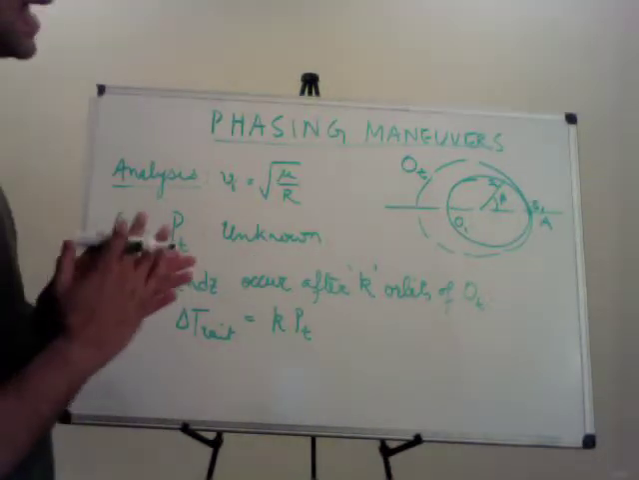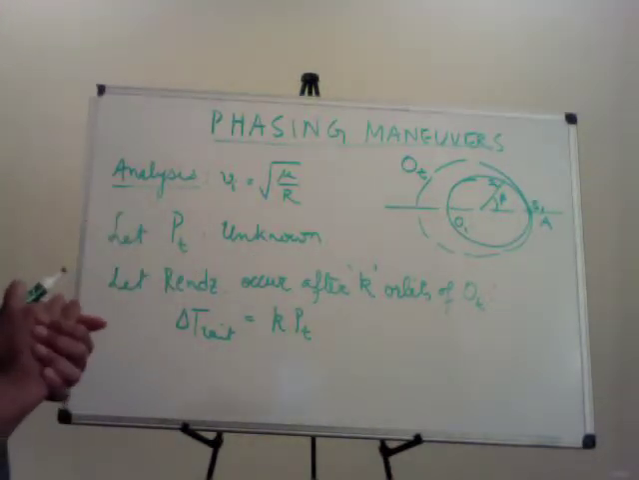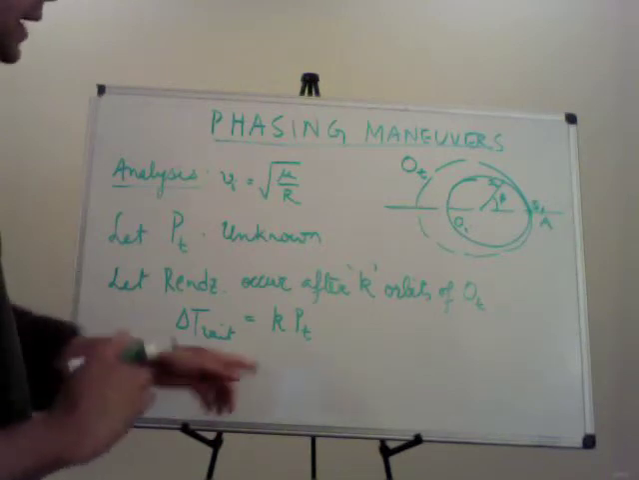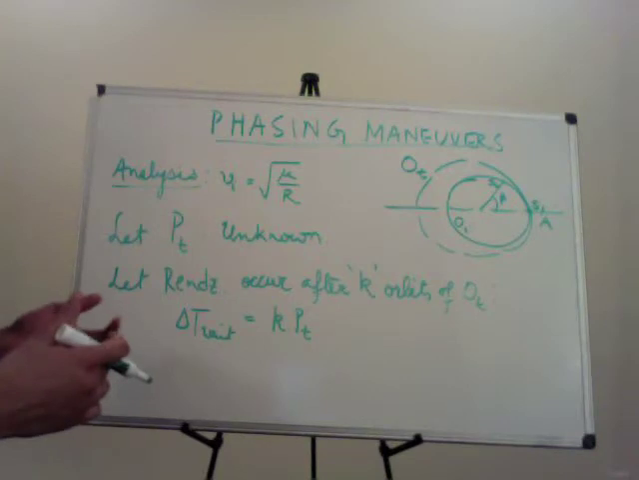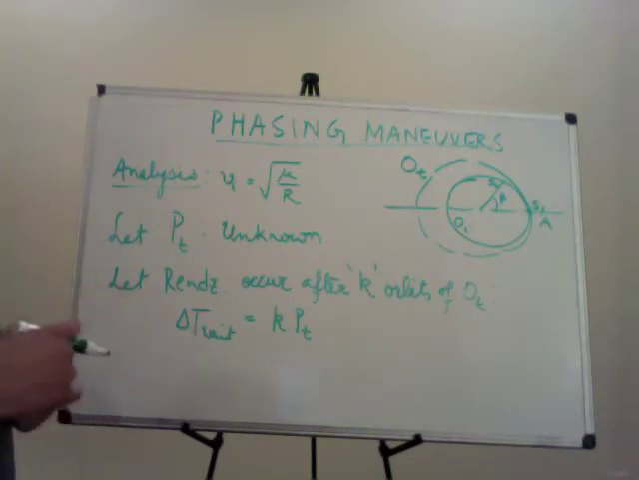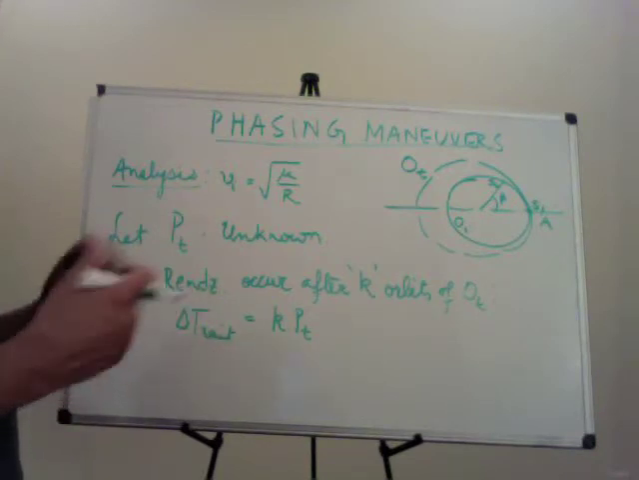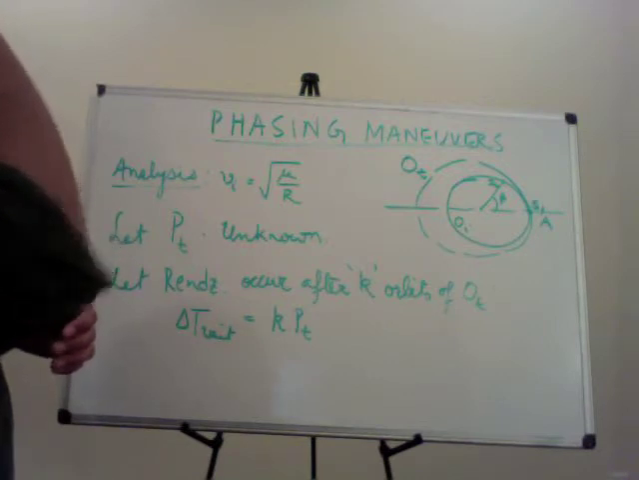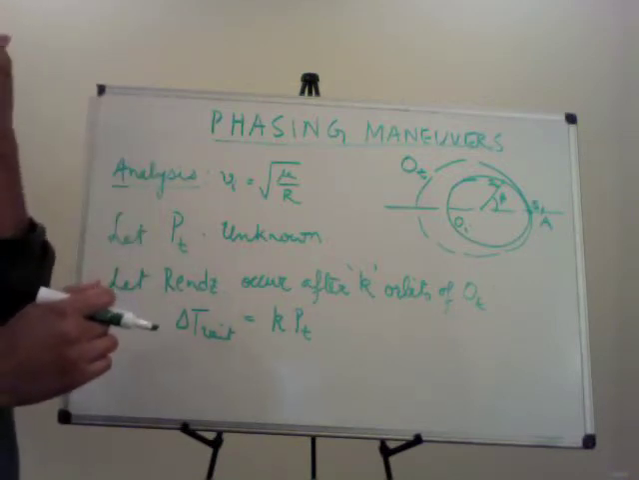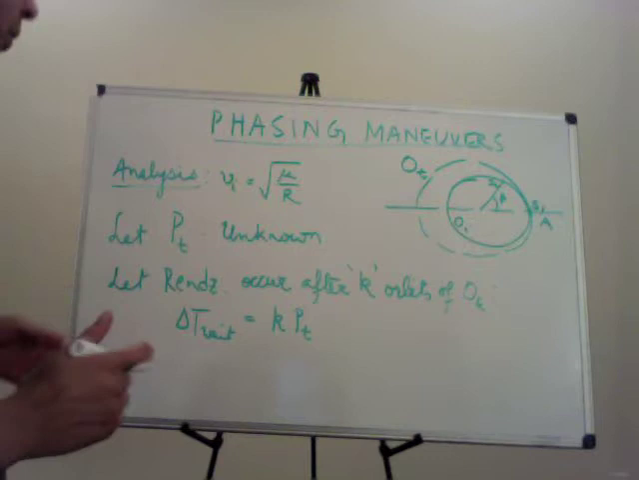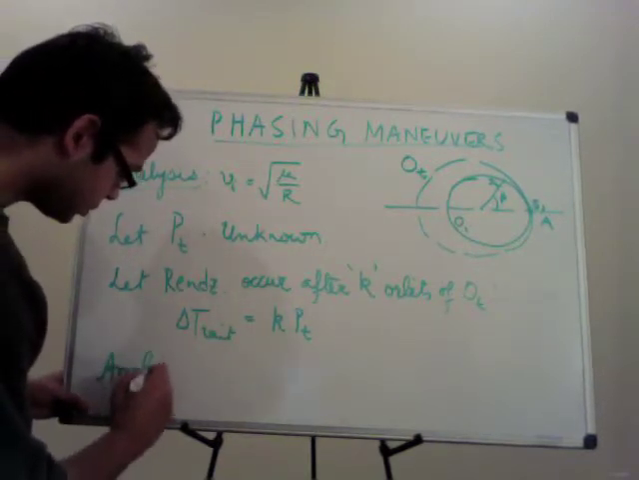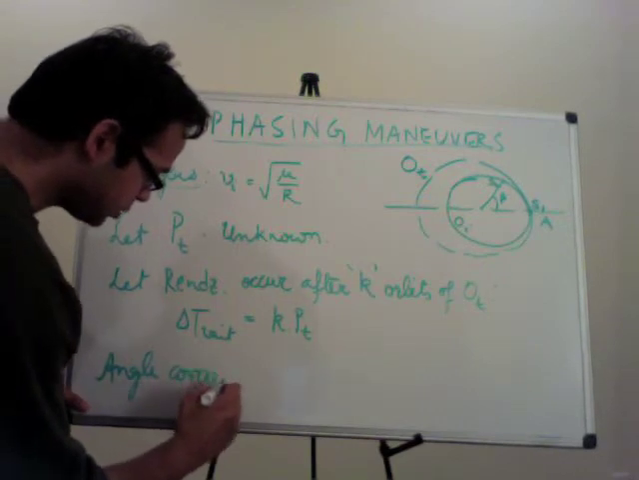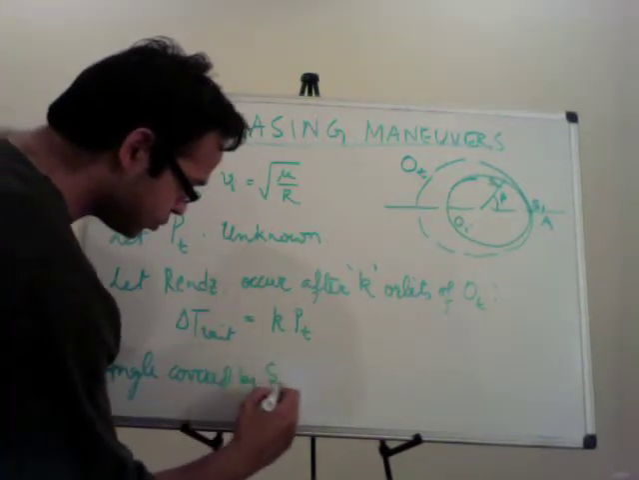Now, the question is the following. How much angle has S1 covered during this time? Well, S1 has covered K orbits, right? So in terms of radians, S1 has covered 2 pi K, or K times 2 pi. That is the angle that S1 has covered. But how much angle has S2 covered during the waiting time? So, the angle covered by S2 during the wait.